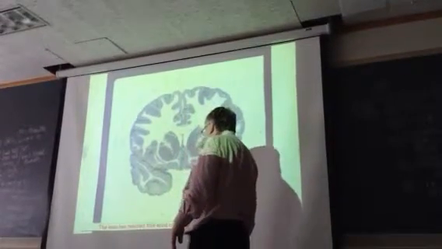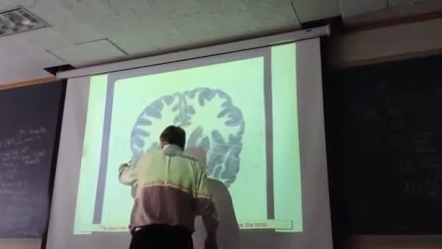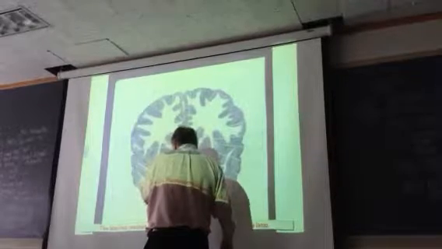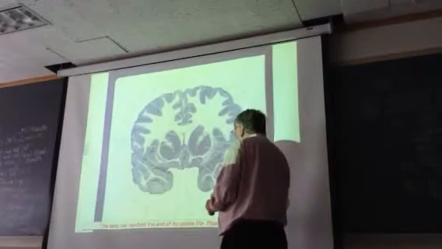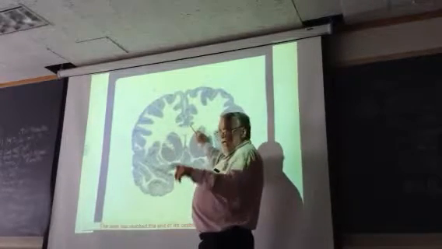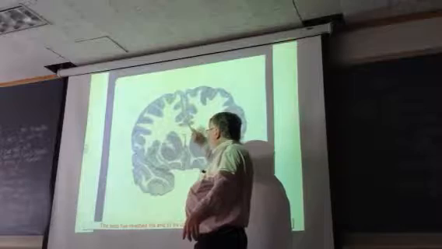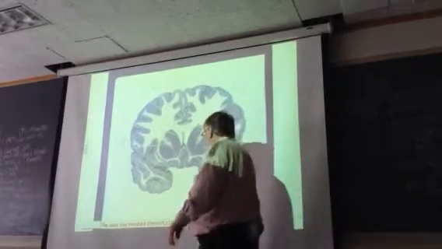Okay? So we see the lateral sulcus here, and now we can see a superior, middle, and inferior parahippocampal gyri here, okay? And back over there, what is this? Cingulate gyrus. Cingulate gyrus, very good.